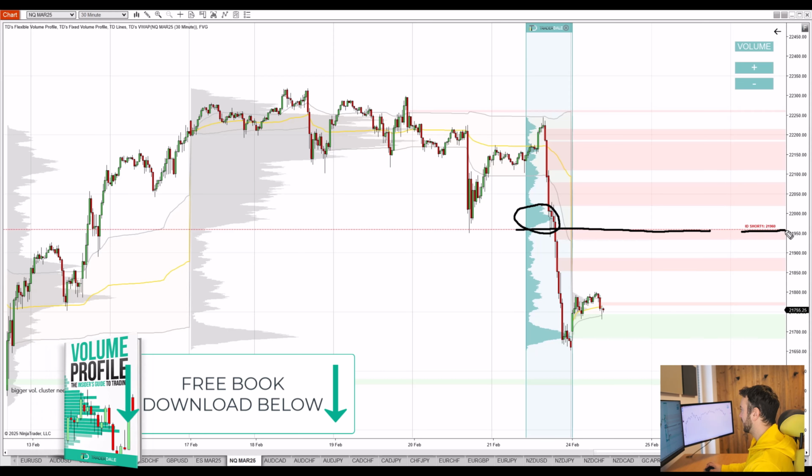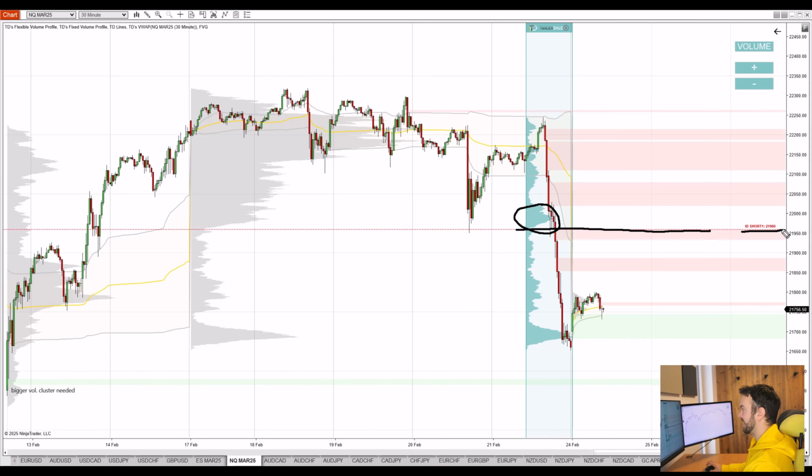It is at 21,960, and if the price makes it to this level, it's likely that there'll be a reaction, as the sellers, those sellers, will want to defend this place, which is clearly important for them, and push the price downwards.